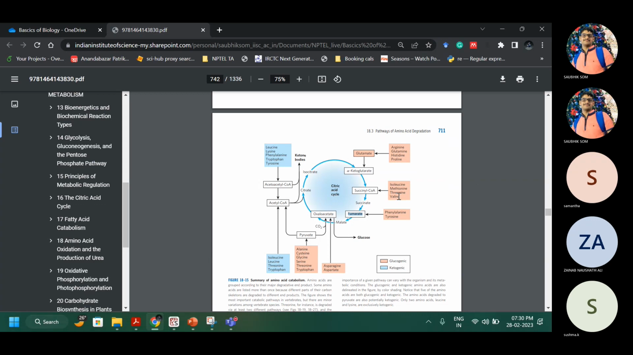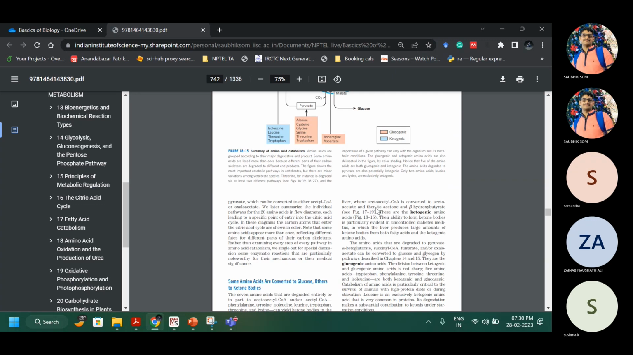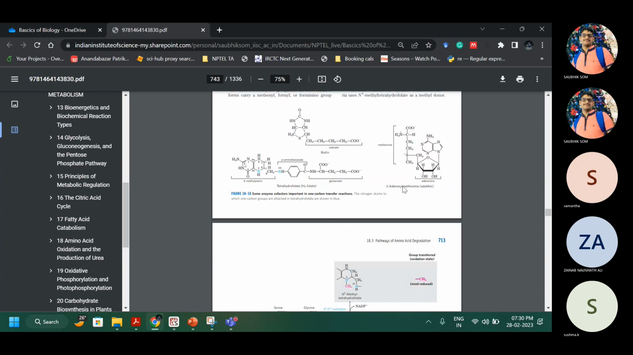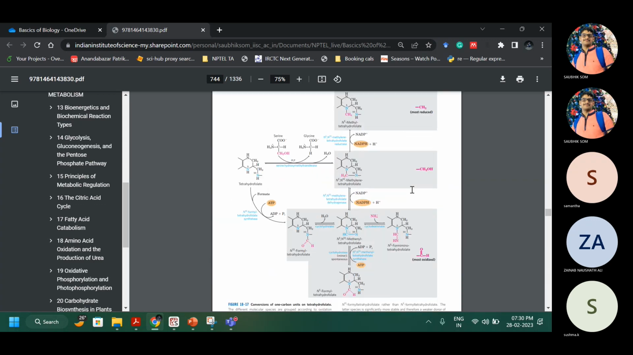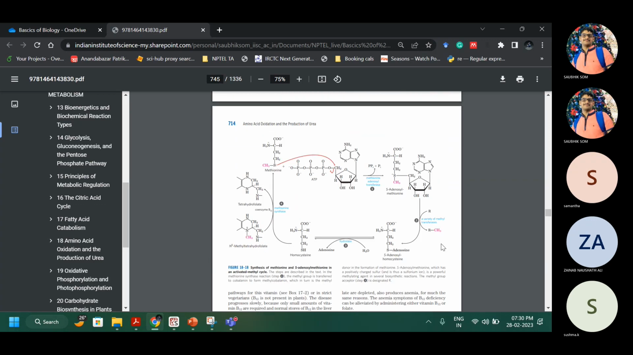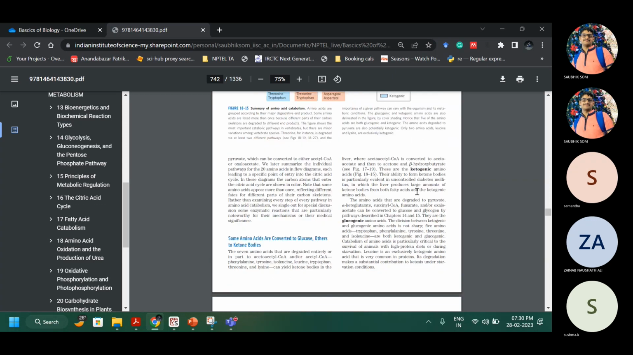You can go to page 711 of the Lehninger book and see the details of how this works. There are several pathways, and I'm not going into the details of this. I just wanted to show it. Here you can see the ketogenic and glucogenic amino acids.